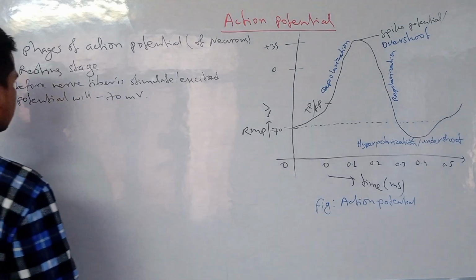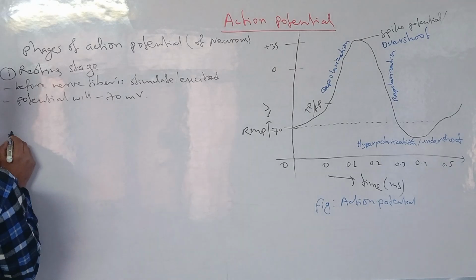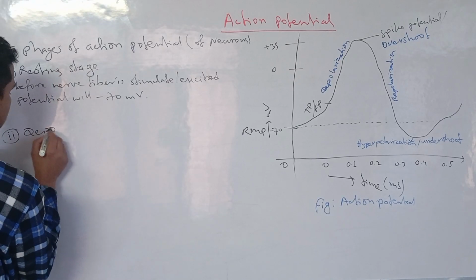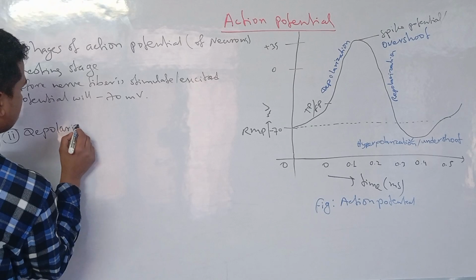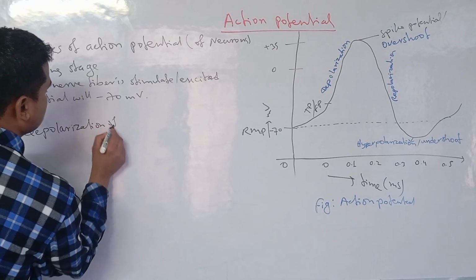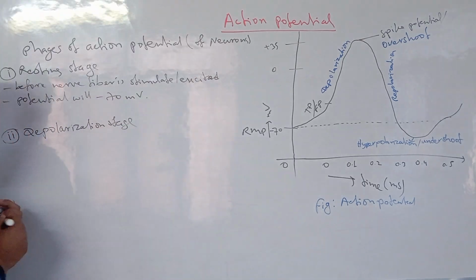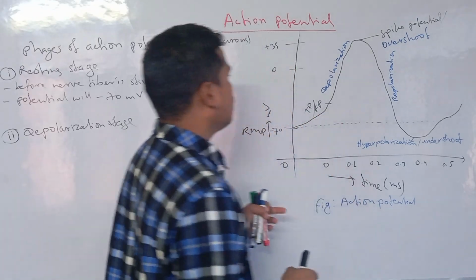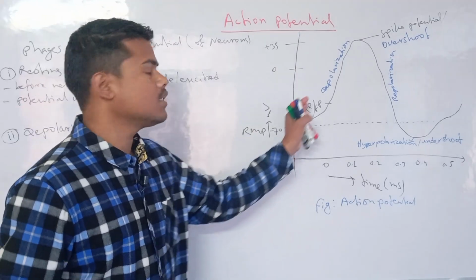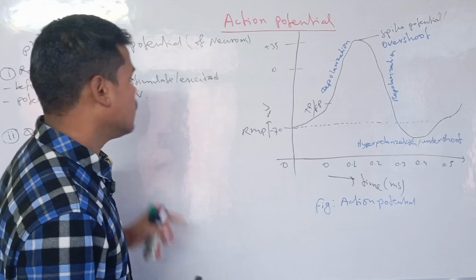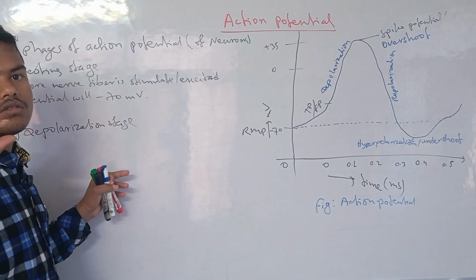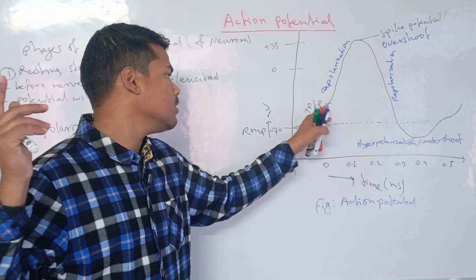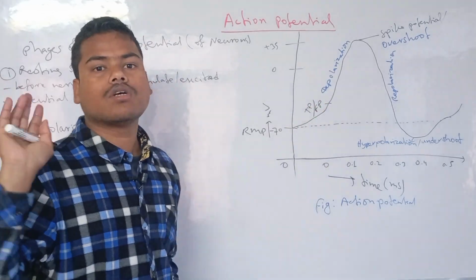Now the next phase will be the depolarization stage. Depolarization and action potential will occur only if the threshold stimulus is applied. Depolarization may occur at some point and return back without generating the action potential if the stimulus is subthreshold.